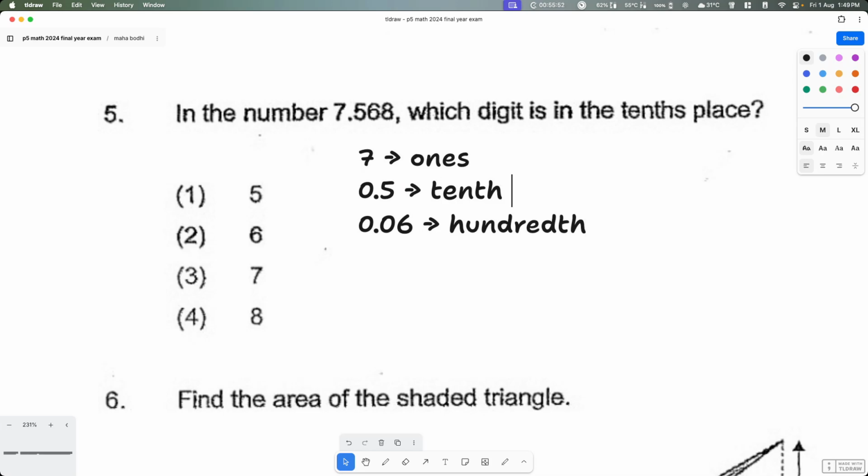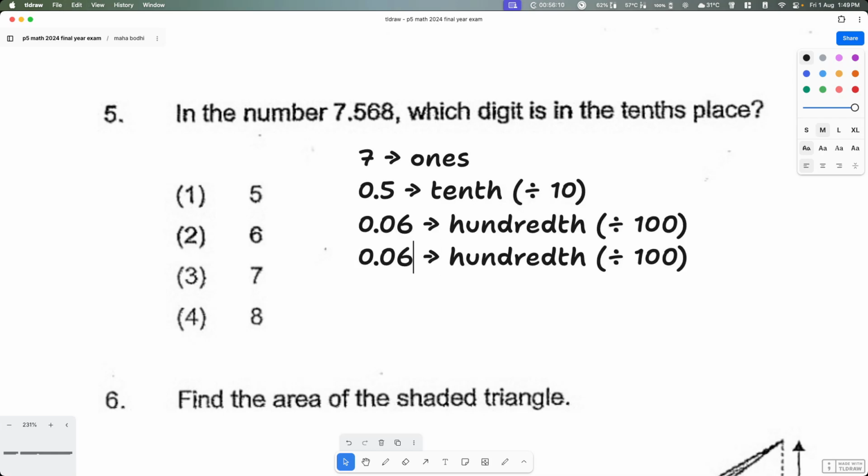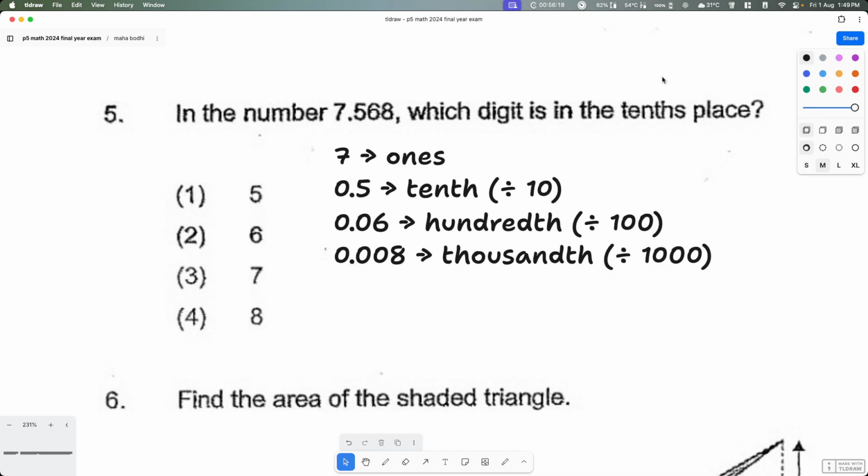The 10th place is because you divide by 10. For the 100th place, you divide by 100. That's the reason why they call it the 100th place. And then the last one is 0.008. This is the 1000th place, which is divided by 1000. So with this, which digit is in the 10th place? Digit 5. So the answer is number 1.